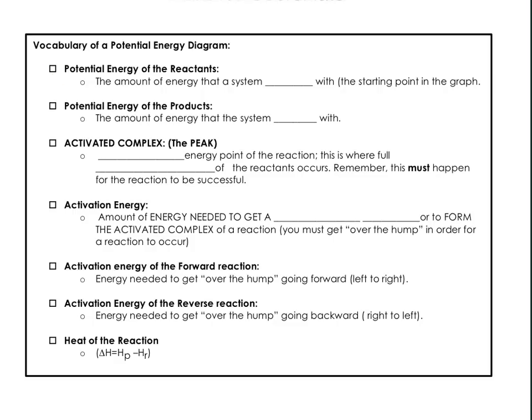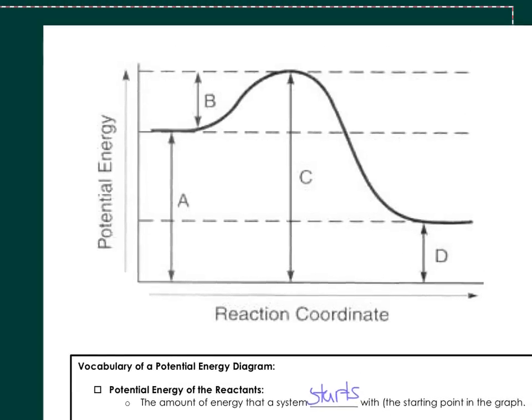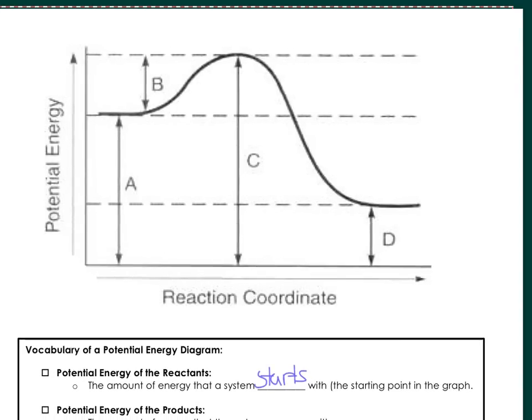So we're at the potential energy of our reactants, and this is the amount of energy that a system starts with. It's the amount of energy that is present at the beginning. So if we take a look at our graph, we can see that this point right here is the potential energy of the point at which we're starting. If we were to drag it across and get a value, we could get a kilojoules value for the potential energy that we're beginning with. So let's label our graph with that.